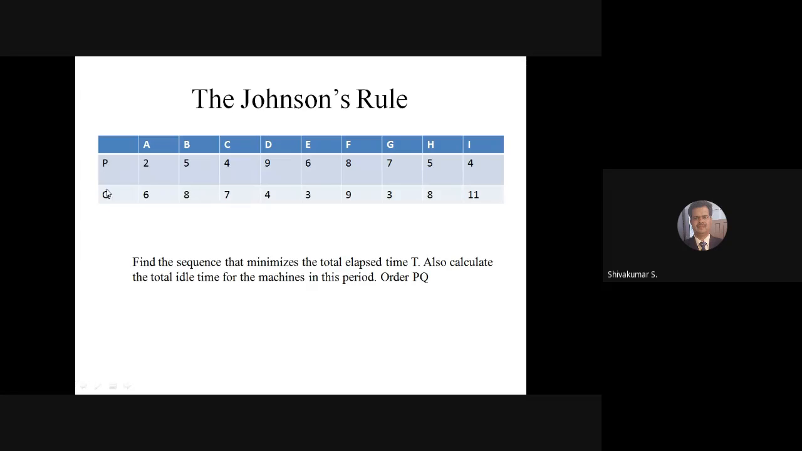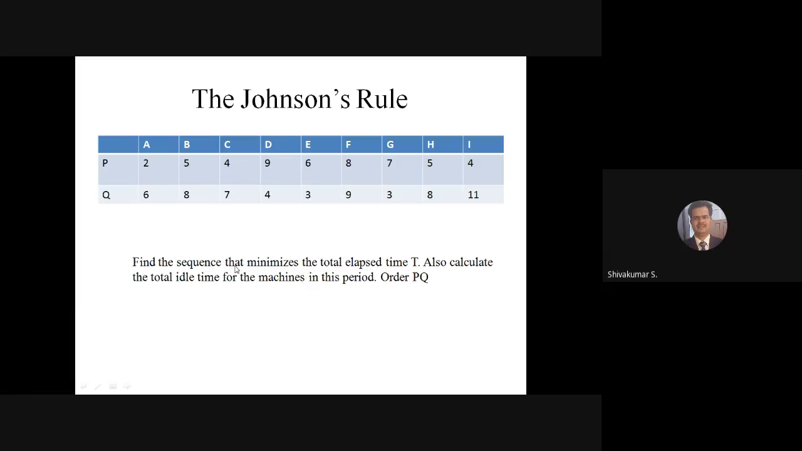Likewise, P and Q are machines, and A to I are jobs. You can write 1, 2, 3, 4 up to 9 also. These are all the processing times in minutes: 2, 5, 4, 9, 6, 8, 7, 5, 4, 6, 8, 7, 4, 3, 9, 3, 8, 11. A to I are jobs, P and Q are machines. So this is the two machines, n jobs problem with processing times given.